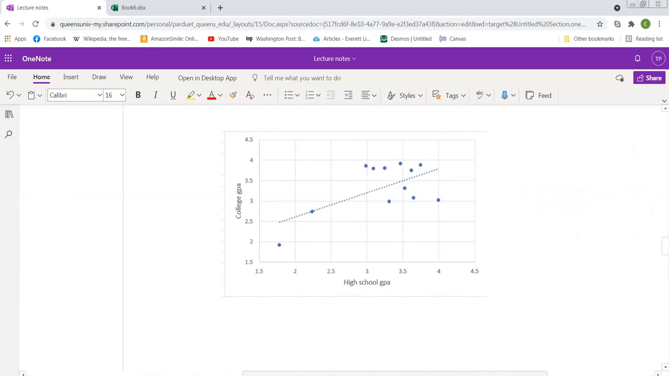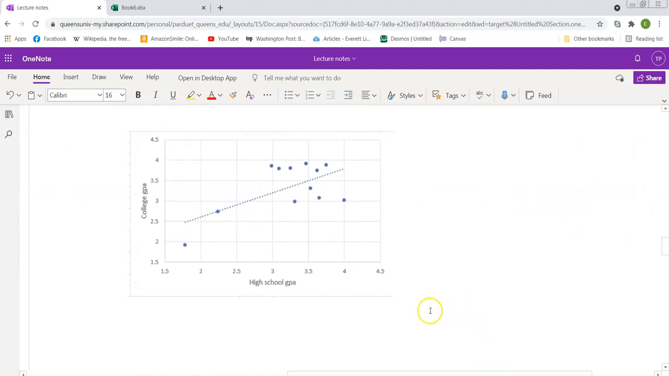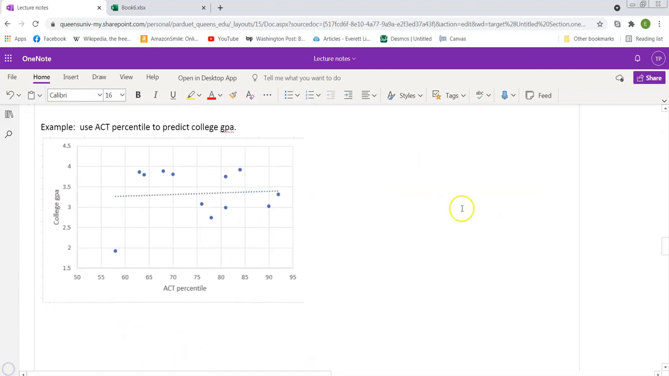If we were to compare that, just for the sake of comparison, using high school GPA to predict college GPA, you can see that trend a lot more clearly there. But we are going to proceed with this example. And again, you do not have to do this graph.